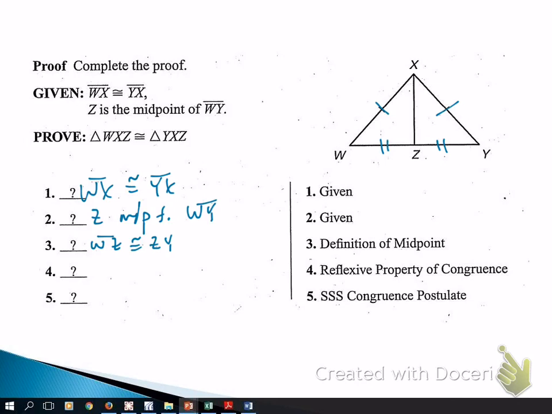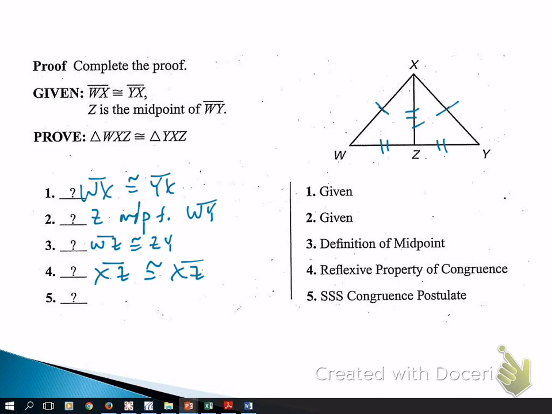Now, we don't have enough information yet. We've only got two sets of sides marked congruent. So we look and see that the two triangles are sharing a side. And the next reason is reflexive. And so we want to go ahead and do reflexive on that last remaining side, the shared segment there. I love it when triangles share sides.